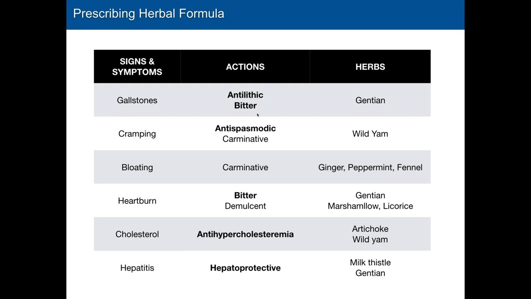And I didn't mention cholagogues and choleretics. It's kind of covered in the bitters. So those are a list of signs and symptoms that need to be addressed or could be addressed, sort of the actions that I want to use in this tincture that I'm forming. A tincture is a herbal extract. And then for your herbs, these are a number of things I could choose from.